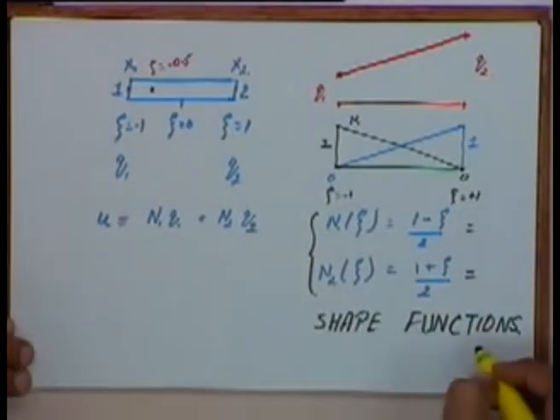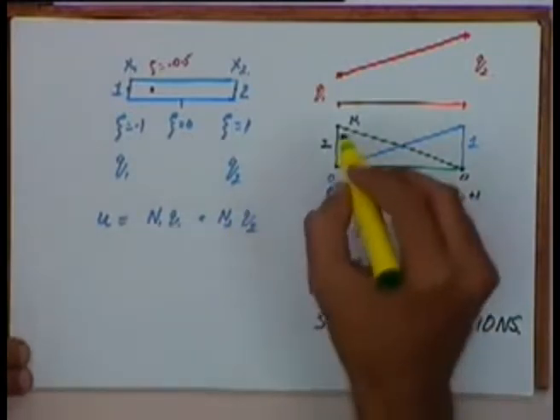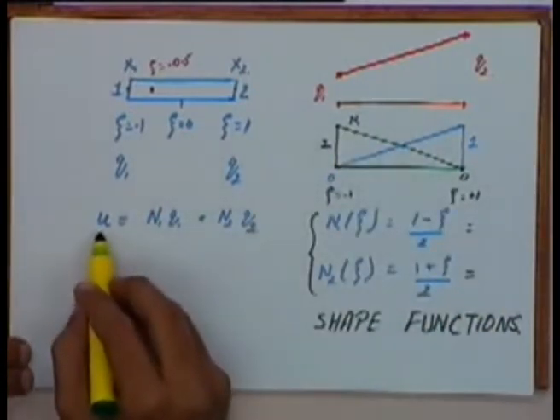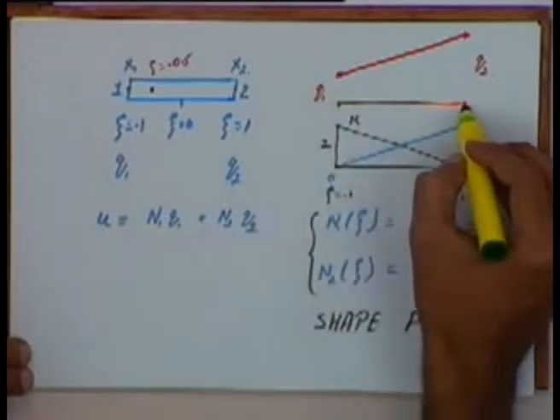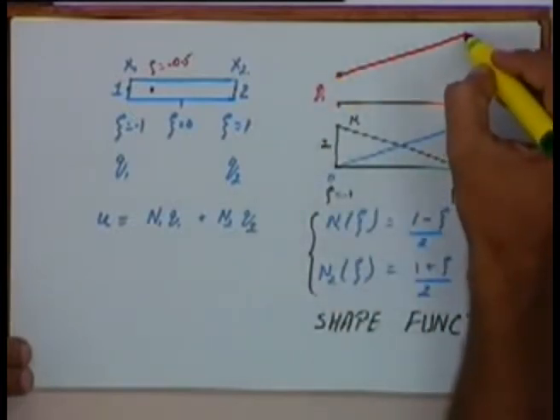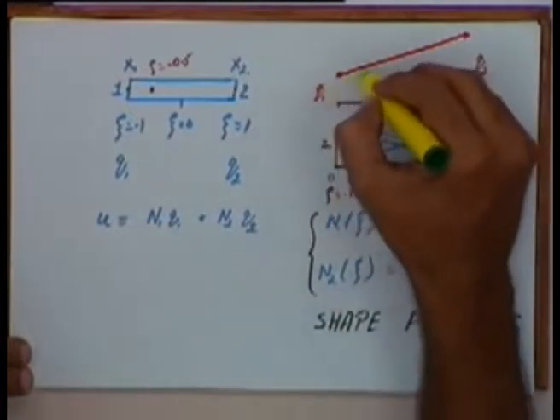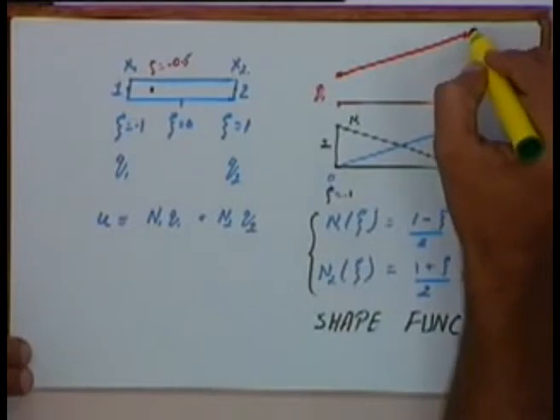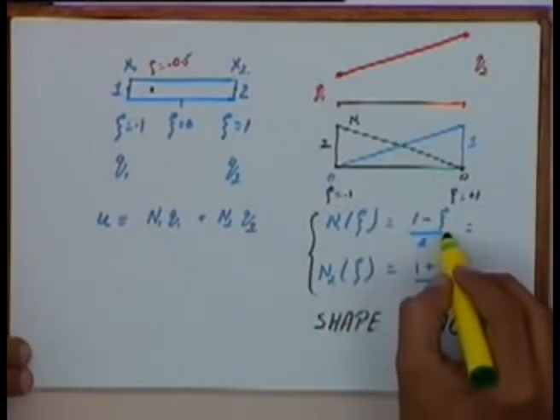Basically these shape functions define the variation of u, that is the deformation along the element. I said it is a combination of the deformation at point 1 and the deformation at point 2, and I am assuming it to be a linear combination, that is I am using linear shape functions.